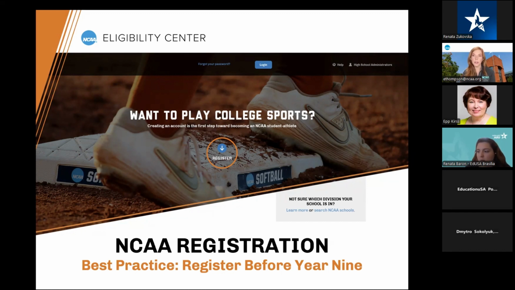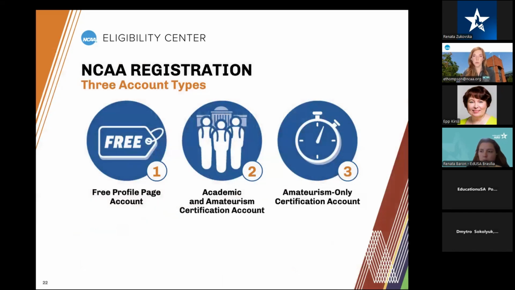This is what our website looks like. The background changes sometimes week to week with new sports being shown on there, but our website is eligibilitycenter.org. And this is where you would click on the orange circle in the middle of the page that says register in order to start your registration process. So there are 3 different account types that we have on our website.